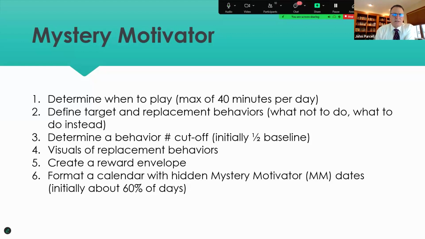So you're going to format that calendar with the mystery motivator, and have those dates on about 60% of those days. Mystery motivator is something that I have not seen. I've seen the good behavior game in action, or talked to another principal where they were using that. Not the one I talked about before. I was going to try it, but I've not seen mystery motivator. I'd like to see that. And so if one of you put that in action, I'd love to hear back from you.